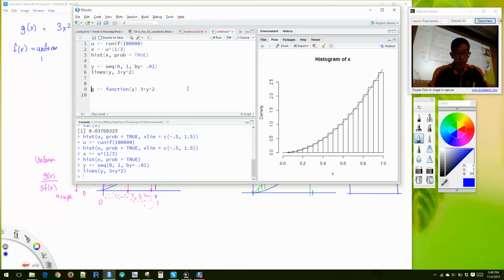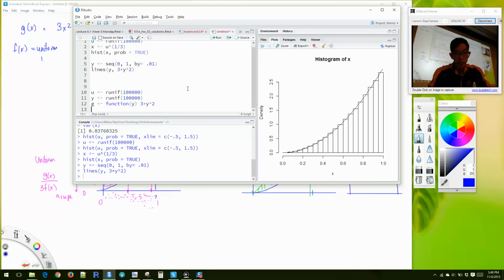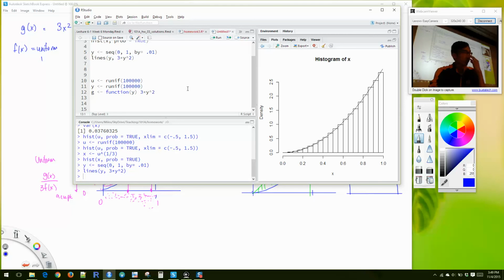Okay, so our method is we're going to generate u, and then we are also going to generate y coming from our uniform. And we're going to calculate whether g of y is less than u. Okay, so I'm generating 1,000 uniform numbers. Hang on a second. I'm doing this wrong, aren't I?